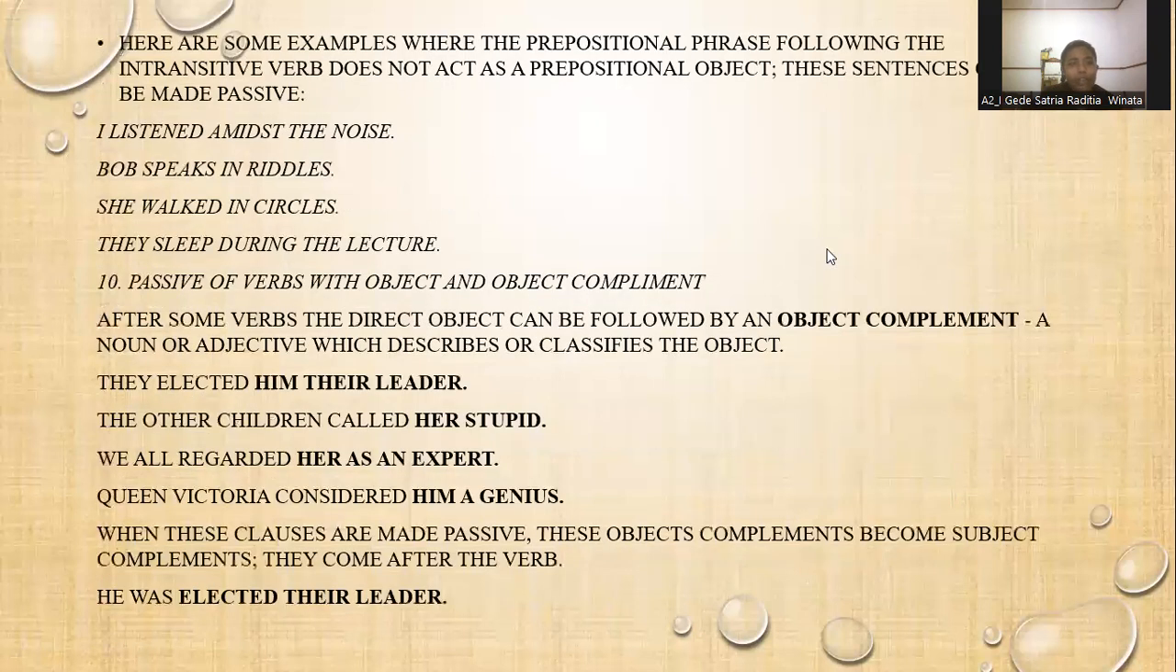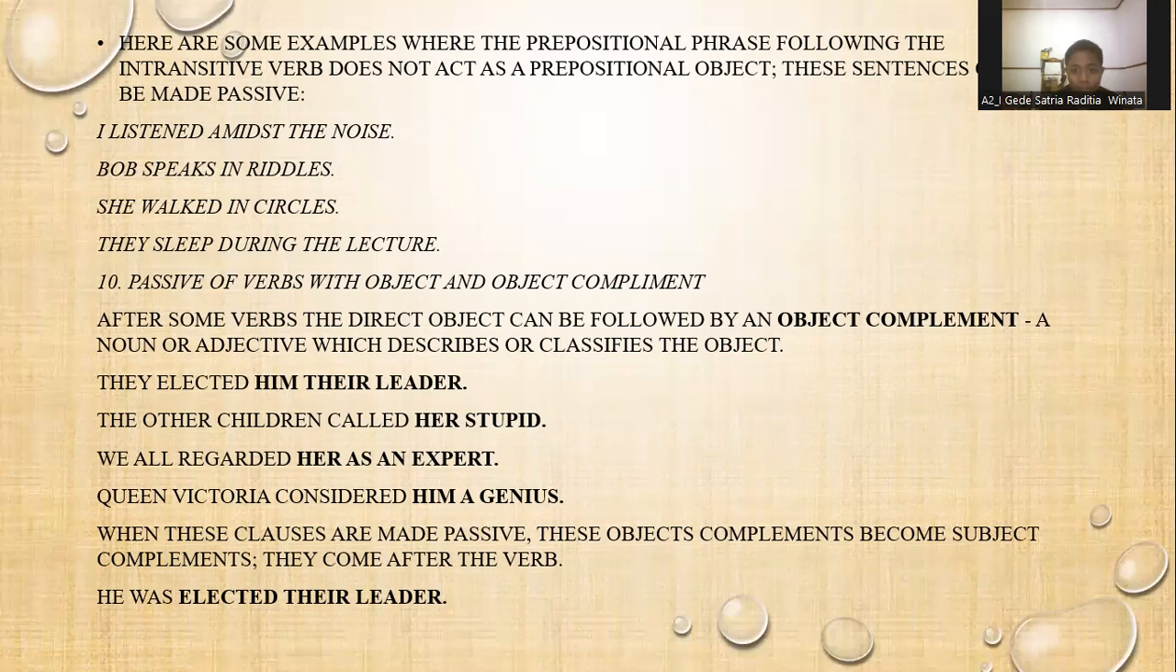Here are some examples where the prepositional phrase following the intransitive verb does not act as a prepositional object. Those sentences cannot be made passive. I listen amidst the news. Bob speaks in anger. She walked in a circle. They sleep during the lecture.